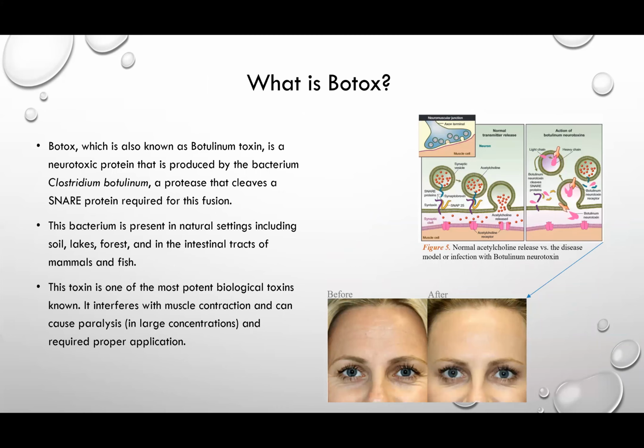Now moving to the Botox subject. What is Botox? Botox, which is also known as botulinum toxin, is a neurotoxic protein that is produced by the bacterium Clostridium botulinum, a protease that cleaves a SNARE protein required for this function. This bacterium is present in natural settings, including soil, lakes, forests, and in the intestinal tracts of mammals and fish.